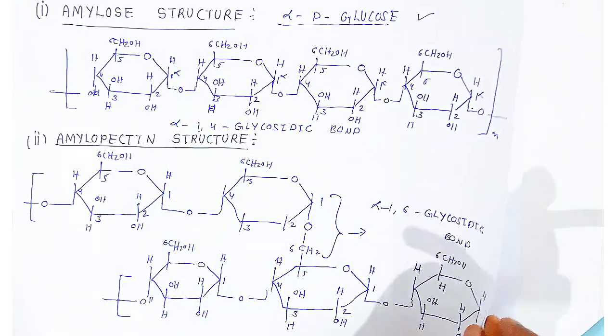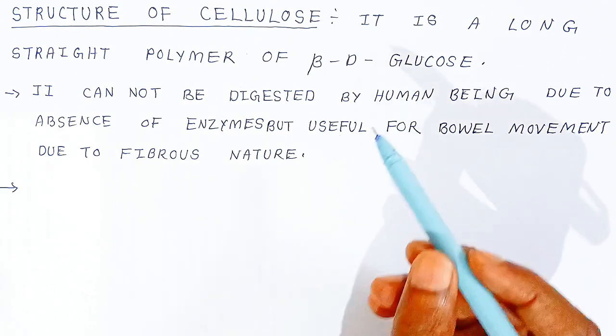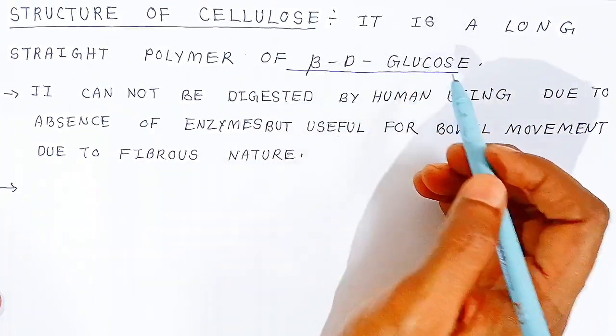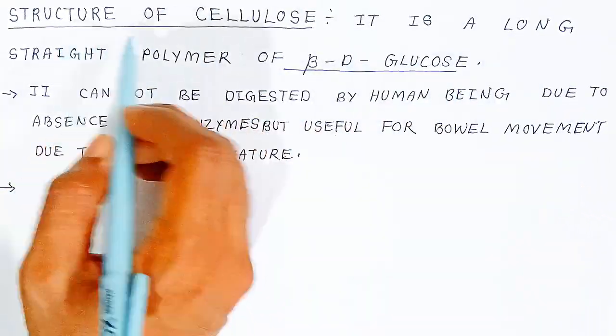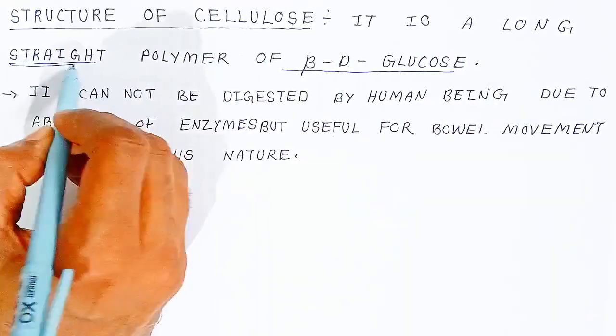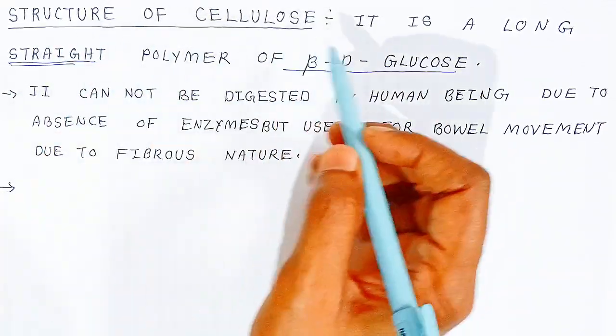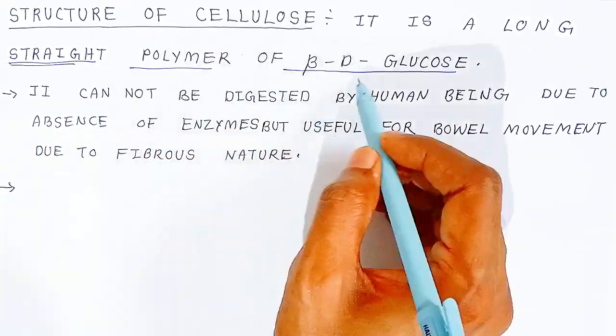Now, students, we are going to see the structure of cellulose. First, what is cellulose? It is a long straight polymer of beta D glucose. Okay students, so the structure is long and straight, that means all beta D glucose are present straight in one line. So the structure of cellulose is a long straight polymer of beta D glucose.